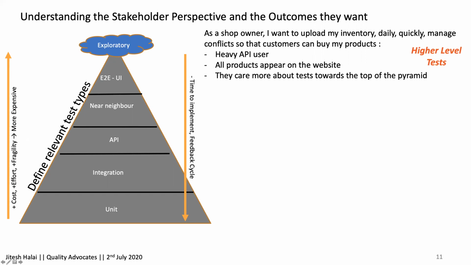So let me talk more about this. I'm a shop owner and I'm listing products on an e-commerce website like Amazon. I want the ability to upload my inventory daily, quickly. I want to manage conflicts so that I can get my products to the customers as quickly as possible. I'm a heavy API user, and I'll be checking that my products appear on the website. I'm not so concerned about the lower level tests, because for me, I want to see my products appear and the inventory up to date. I want to be able to interact with my inventory and so on.